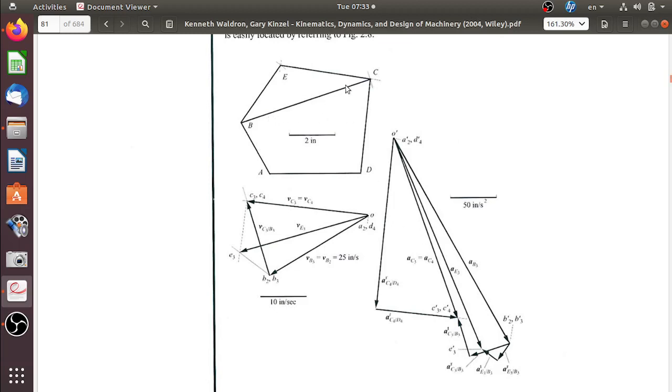Now I need to draw the tangential component, but I do not know the tangential vector because alpha, the angular acceleration, I do not know. But what do I know? That component is going to be perpendicular to this direction. Therefore, from here I'm just going to draw a line which is perpendicular to this line BC.